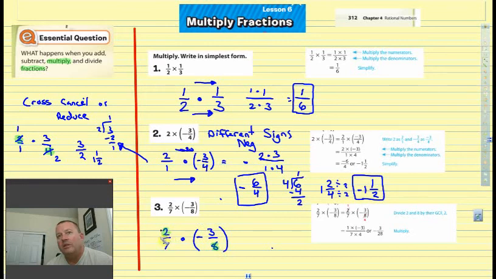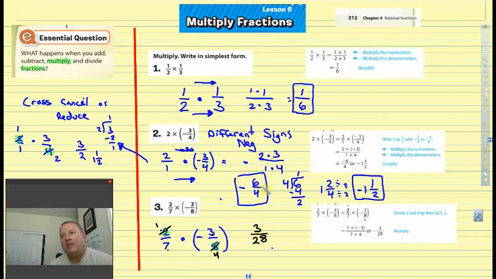2 can go into 2 one time. 2 can go into 8 4 times. And now just multiply straight across. When I do that and I multiply straight across, I get 1 times 3, which is 3. 7 times 4, which is 28.